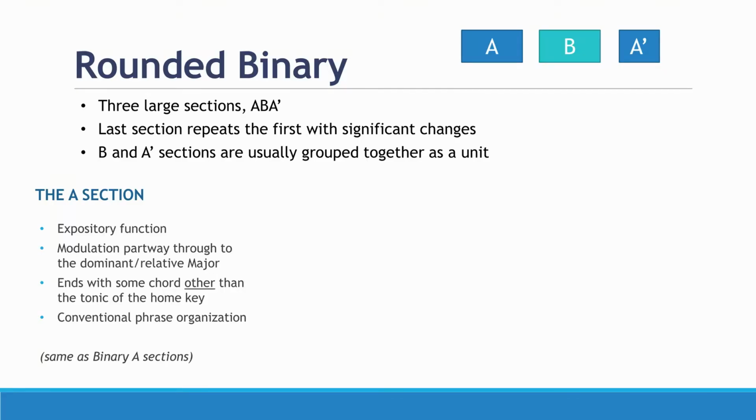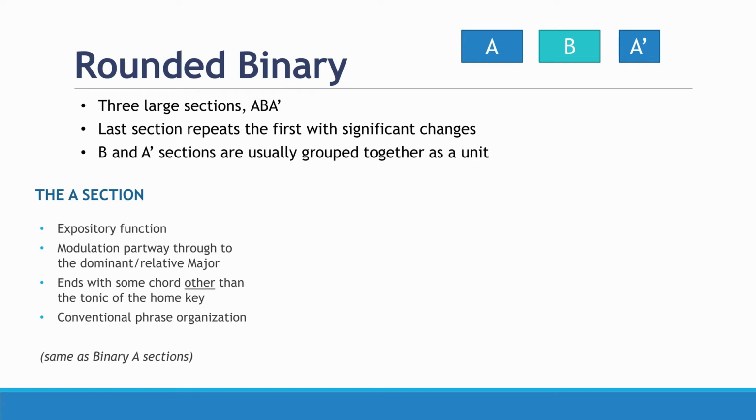In rounded binary forms, the A section once again has expository function. It presents a theme. It once again modulates partway through to the dominant or the relative major. It ends with some chord other than the tonic or the home key, and it has conventional phrase organization. So these are the same properties that we saw for binary A sections.